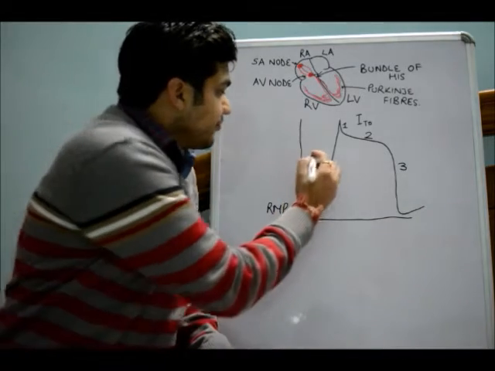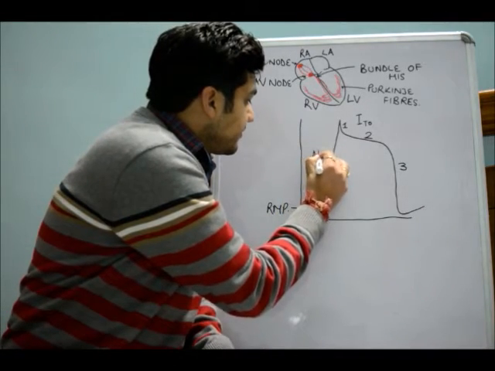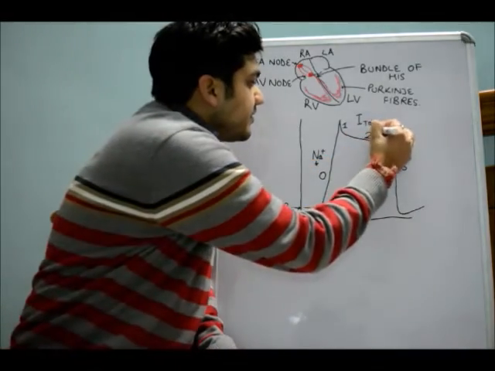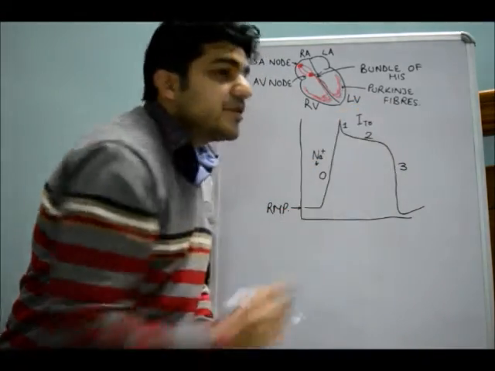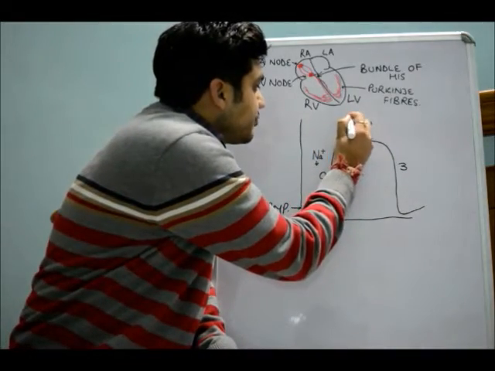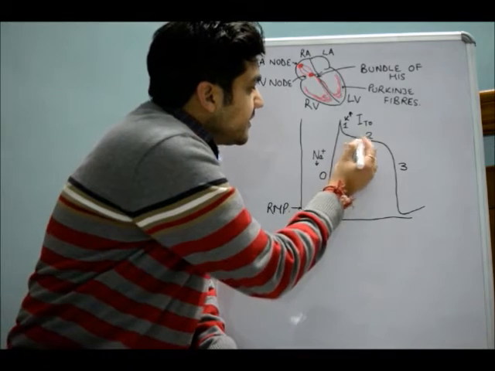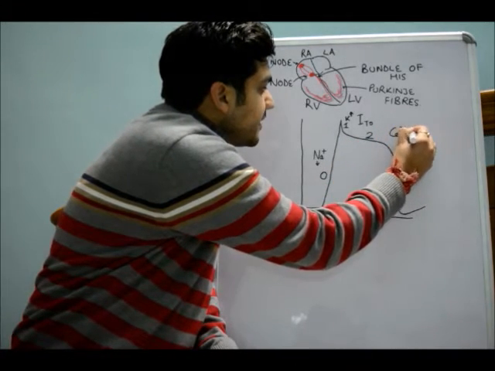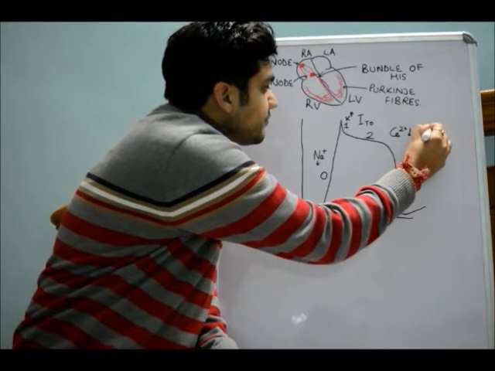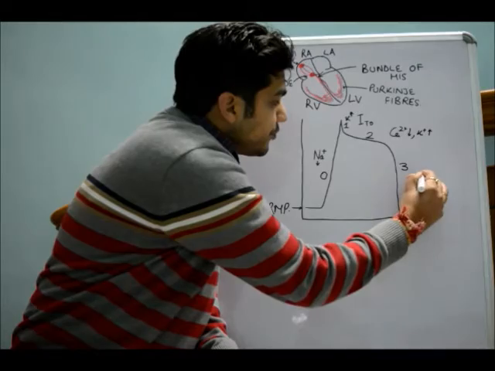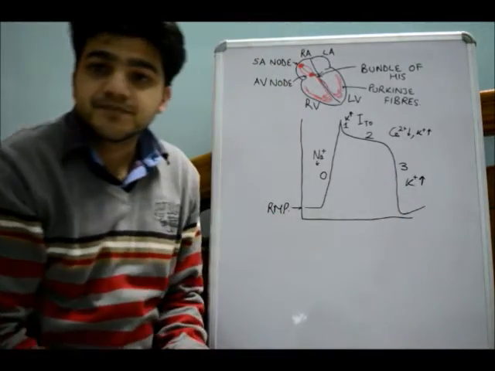So this was sodium influx. Phase 1 was potassium efflux. So I can make it like this, potassium moving out. Then phase 2 contributed by calcium moving in and potassium moving out. And phase 3 contributed entirely by potassium moving out of the cell.